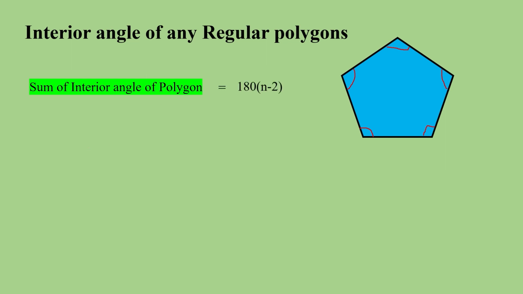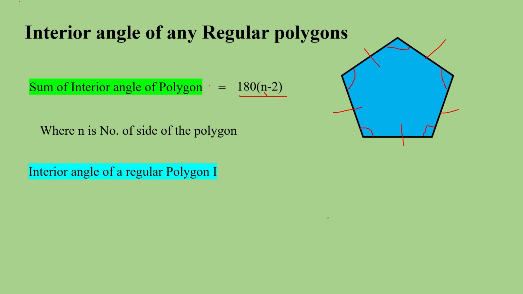So basically by using this formula we can calculate the interior angles of a polygon, which is 180 in bracket n minus 2, where n is the number of sides of the polygon. Suppose this is a pentagon and it has 5 sides, 1, 2, 3, 4 and 5. So here we will put 5 in place of n. So we will get the sum of interior angles of a polygon for this type of polygon, like a pentagon.